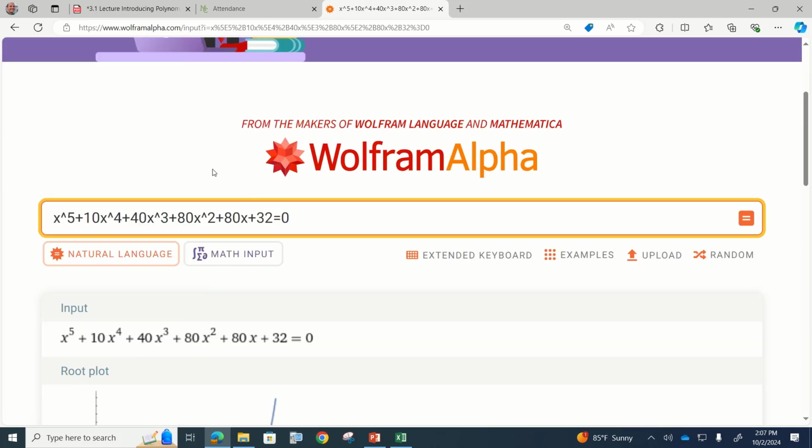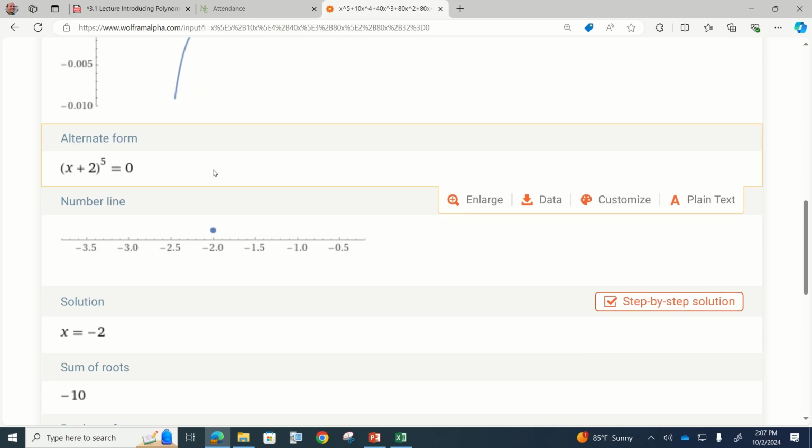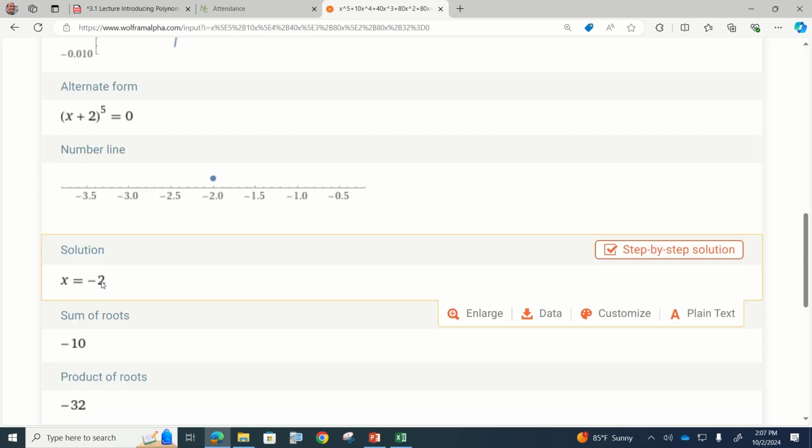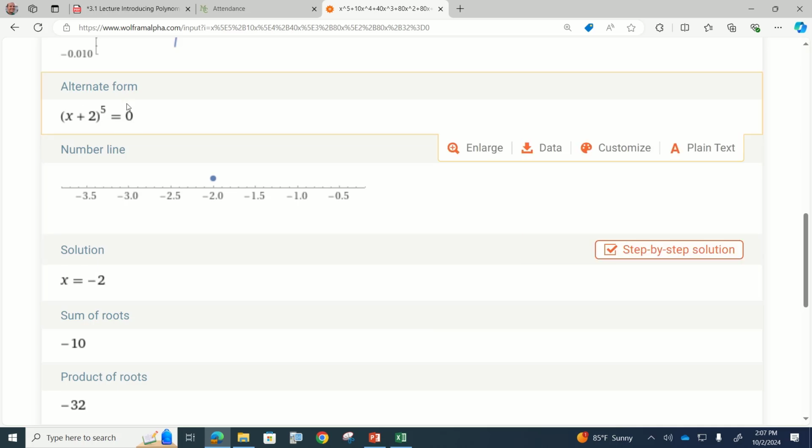And Wolfram Alpha is neat because it'll just find the solutions for you. And Wolfram Alpha tells me there is just one solution. And the solution is x equals -2, because if I were able to factor this, this would be the factored form. It would be (x plus 2) to the 5th, so just one root at x equals -2. And that root has a multiplicity of 5. So the whole degree of this polynomial is wrapped up in that one root's multiplicity.